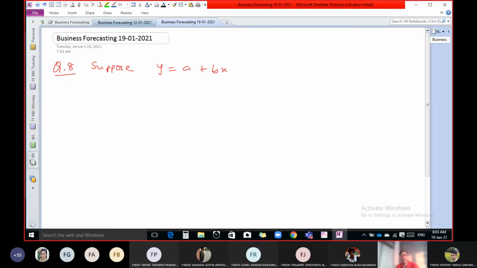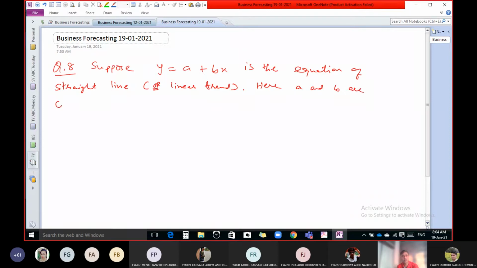Okay. Suppose y equal to a plus bx is the equation of a straight line, or you can say linear trend. So y equal to a plus bx is the equation of a straight line or linear trend. Here a and b are constants.